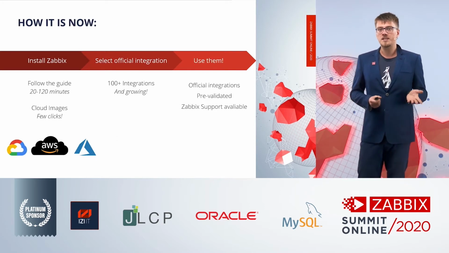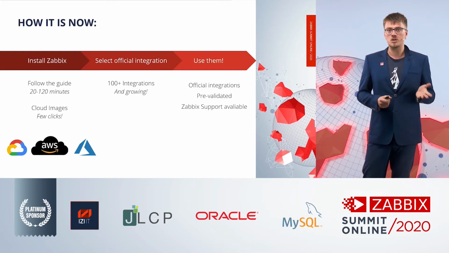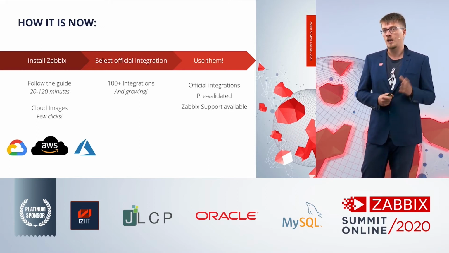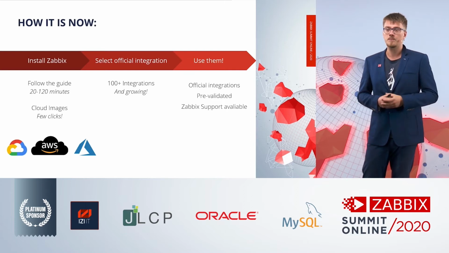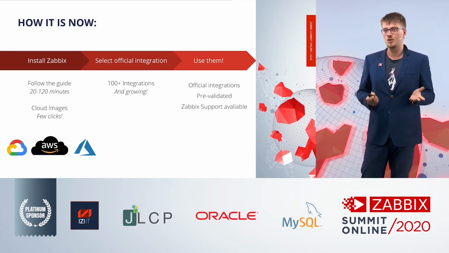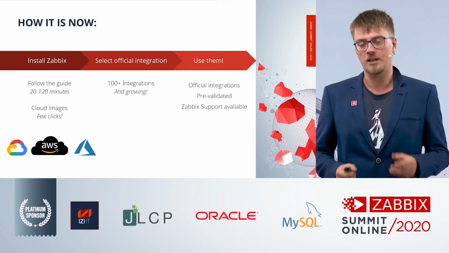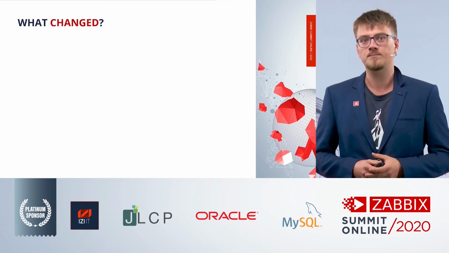But how is it now? The same way you installed Zabbix, but then you just go and proceed with selecting an official integration. There are over 100 integrations, and they are growing month by month. And then you just proceed to use them. These are official integrations. They come pre-validated, and Zabbix support is available.